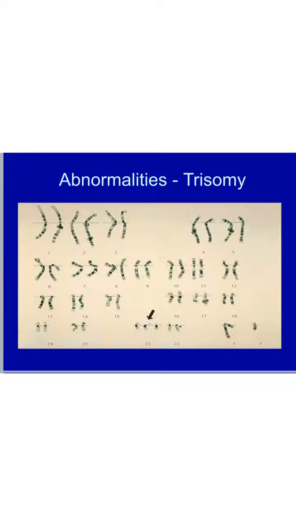Okay, so now when we look at something that's abnormal, all right? So here, if we look at chromosome number 21, there is an extra chromosome. Remember, they're only supposed to be pairs. So here there's a number 3. So we've got trisomy. Tri means 3. 3 chromosomes. So we know that something is going to be wrong there.